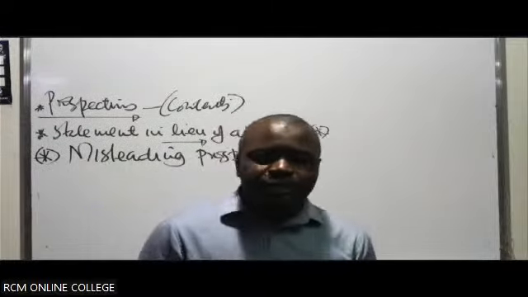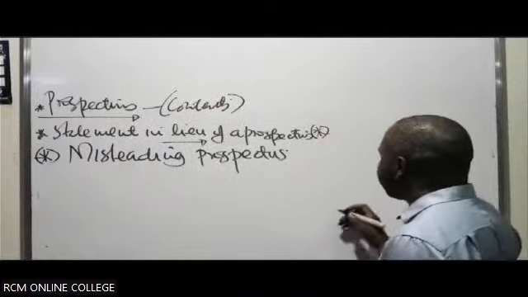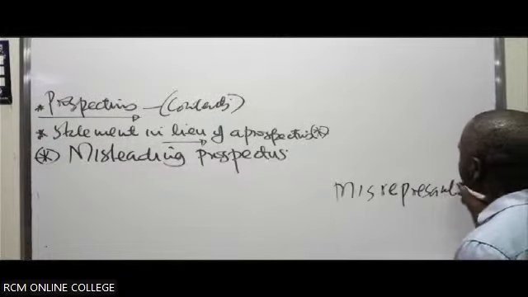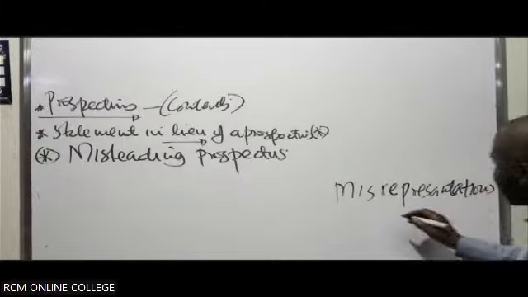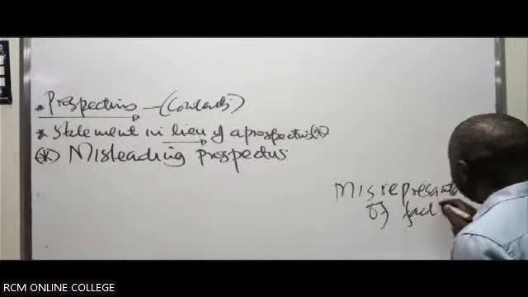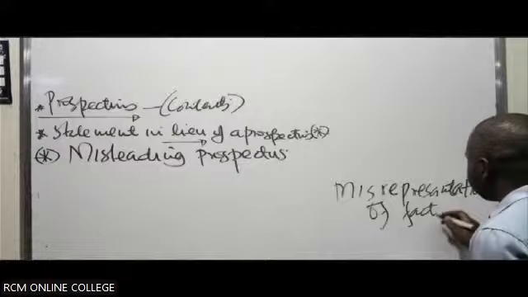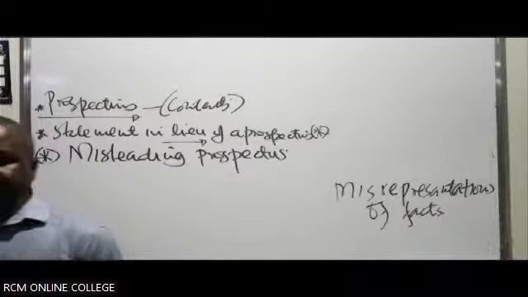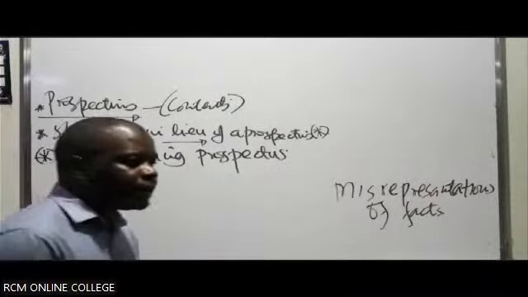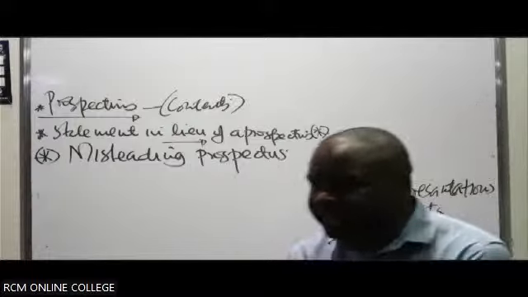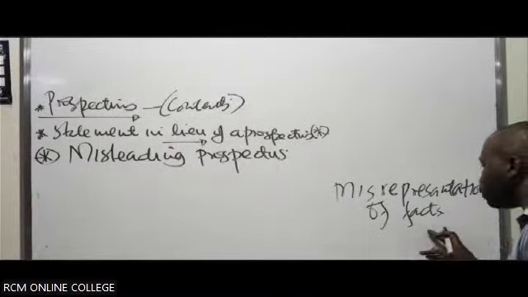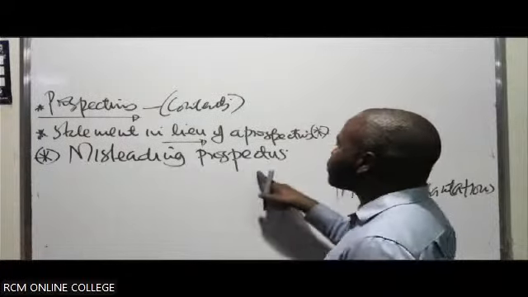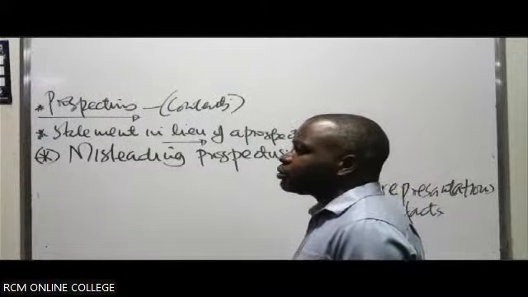So when you talk about a misleading prospectus, it is a prospectus that contains misrepresentation of facts. What is contained there is not true. Remember, this particular prospectus is what forms the basis of agreement or contract between an investor, a shareholder, and the company. If some of the contents were not factual, were not true, then we call that kind of prospectus a misleading prospectus.